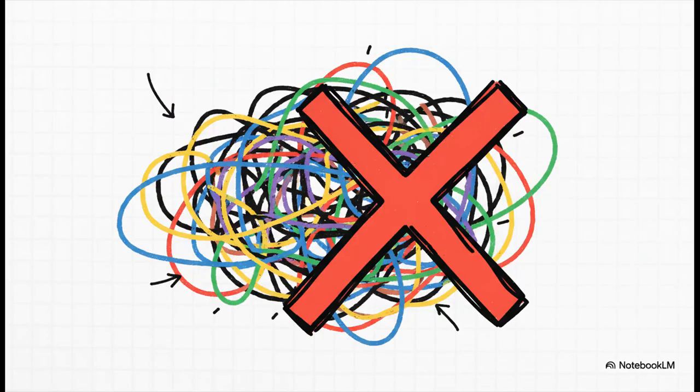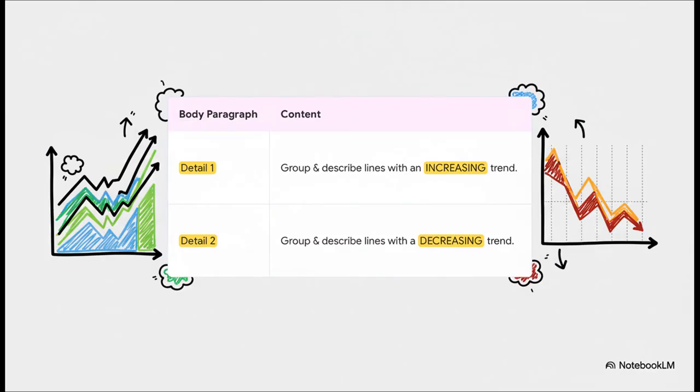But what about those more complex graphs with, say, 4 or 5 lines? Splitting the time period would get really messy really fast. So we need a different strategy. For these more complex charts, your strategy is to group the lines based on their general behavior. In your first body paragraph, you might discuss all the lines that trended upwards. Then, in the second paragraph, you tackle the lines that went down, or maybe stayed flat. This method turns a potentially chaotic graph into a crystal clear comparative analysis.